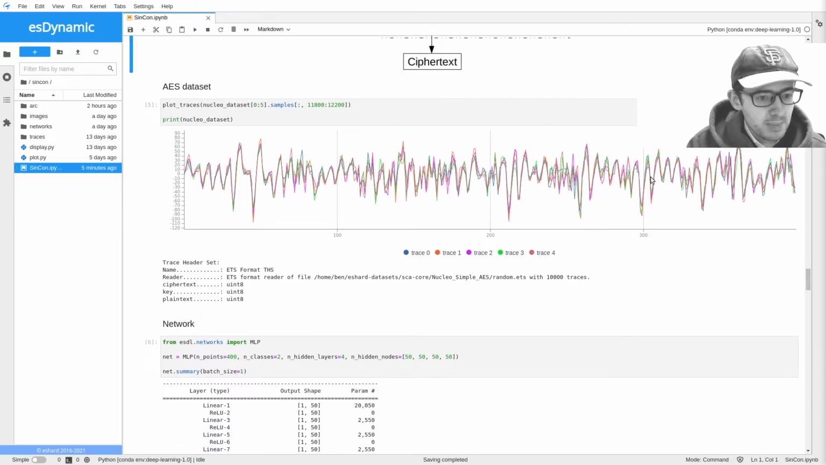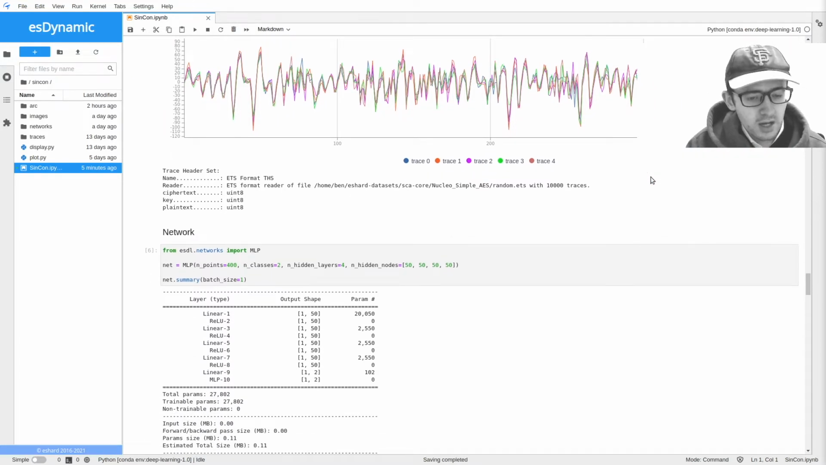Okay? And below here, for our neural network, we define a multi-layer perceptron, which is a simple type of neural network with linear layers which are connected together, and between linear layers there are activation functions that provide non-linearity in the model. Here, the MLP is composed of 4 layers of 50 nodes each. The input of the network is composed of 400 nodes, which correspond to the 400 time samples that we have in the input traces. And the output of the network is composed of 2 nodes.